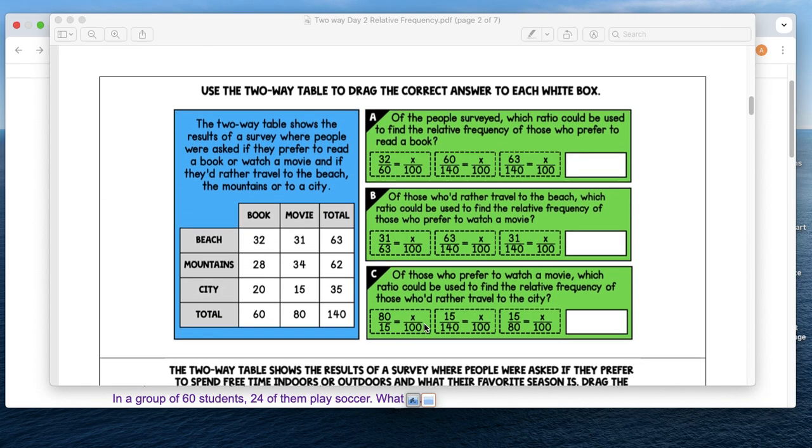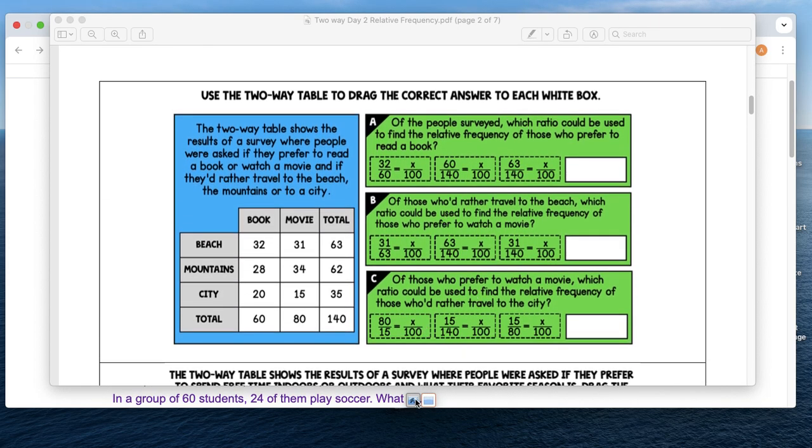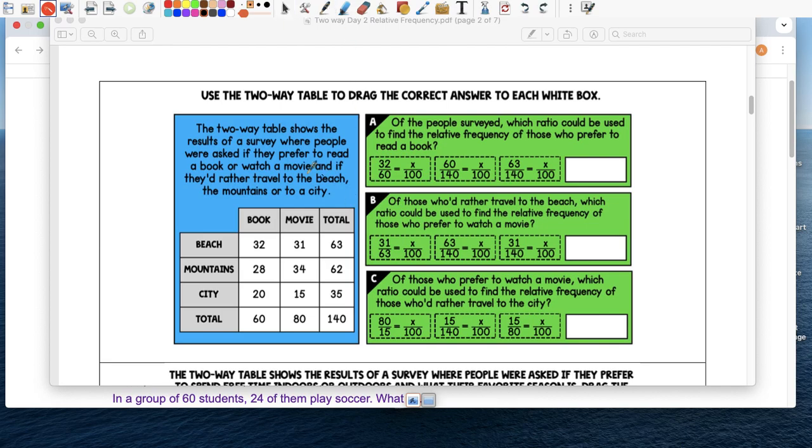Now this is where we use the relative frequency. So look at the chart. We're talking about people who like books and movies compared with the other preference of going to the beach, the mountains, the city. First, I want you to ignore these. Just don't worry about those. We did this in class. I'll do it again. Of the people who were surveyed, which ratio could be used to find the relative frequency for those who prefer to read a book?